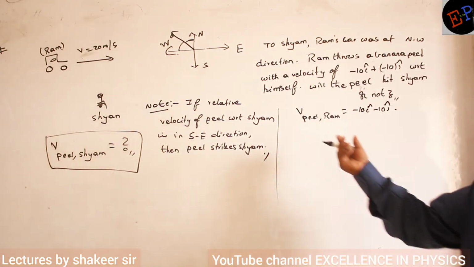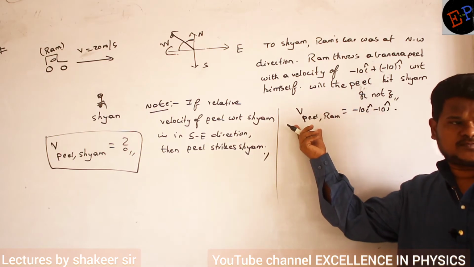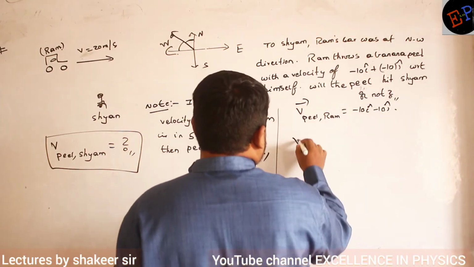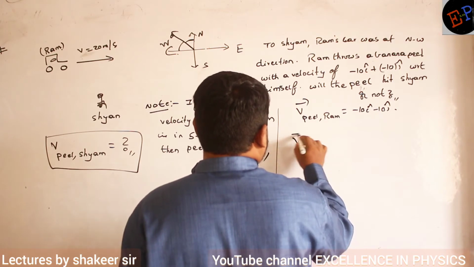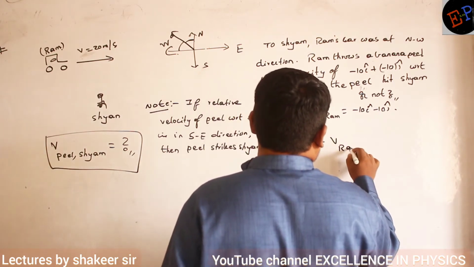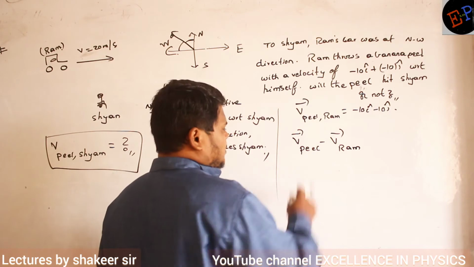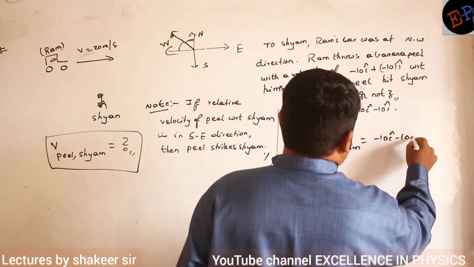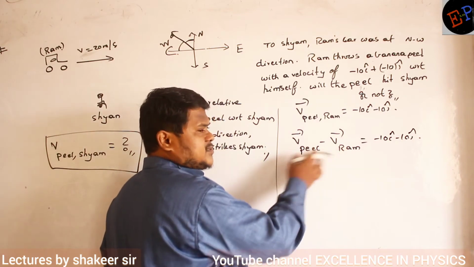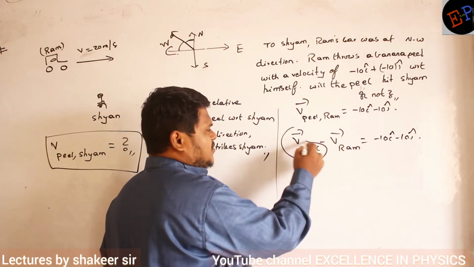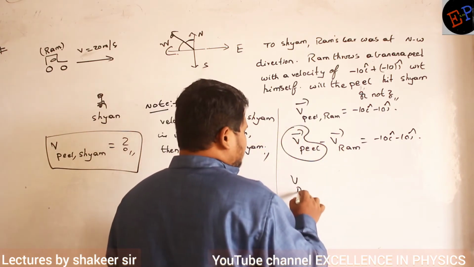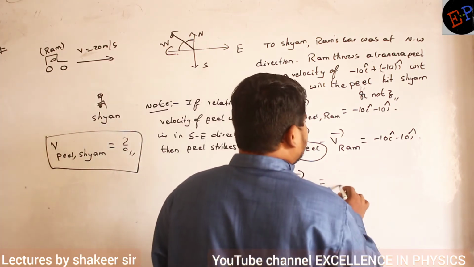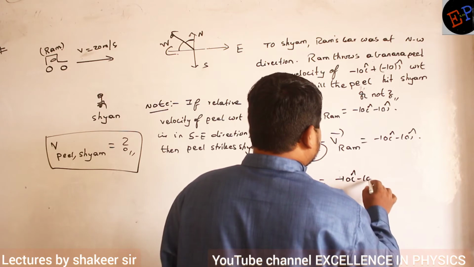Then first of all let us calculate the velocity of the peel with respect to ground. How can I calculate it with respect to ground? It is the velocity of the peel minus the velocity of Ram. So this equals minus 10 i cap minus 10 j cap. This is the velocity of the peel with respect to Ram only. Now I want only the velocity of the peel. So what is the velocity of the peel?